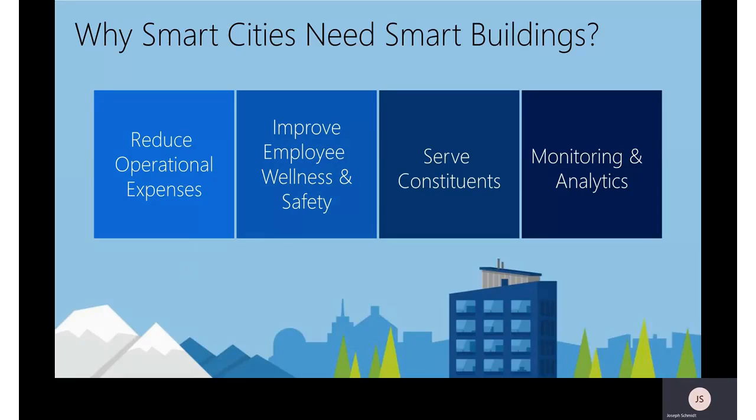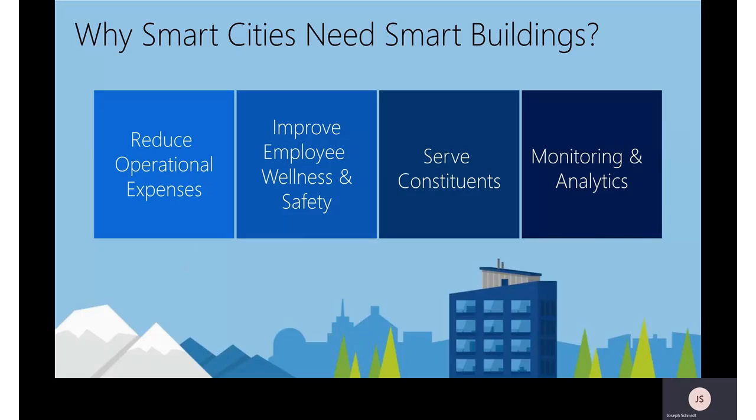Smart cities need smart buildings. We want to highlight these four key areas of why smart cities need smart buildings, not necessarily in order of importance, but the way we have them shown here: reducing the operational expenses, improving your employees' wellness and safety, serving your constituents and those that use your buildings for business, and then ultimately monitoring the analytics, which will serve as the key gateway to connecting the smart building to a smart city.